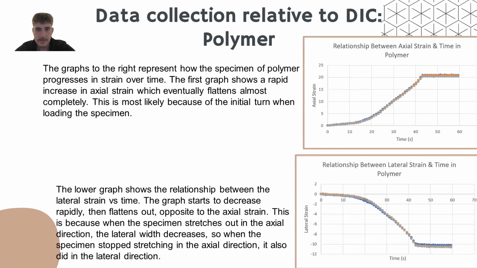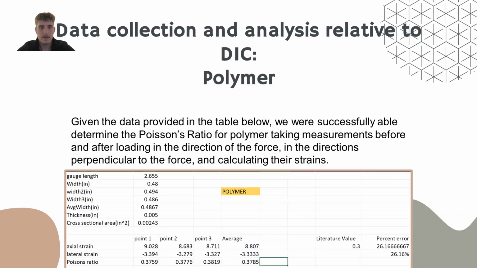Now we're moving on to data collection analysis relative to DIC polymer. The graphs to the right represent how the specimen of polymer progresses in strain over time. The first graph shows a rapid increase in axial strain, which eventually flattens out almost completely. This is most likely because of the initial turn when loading the specimen. The lower graph shows the relationship between the lateral strain versus time. The graph starts to decrease rapidly, then flattens out, opposite to the axial strain. This is because when the specimen stretches out in the axial direction, the lateral width decreases. So when the specimen stops stretching in the axial direction, it also did in the lateral direction.